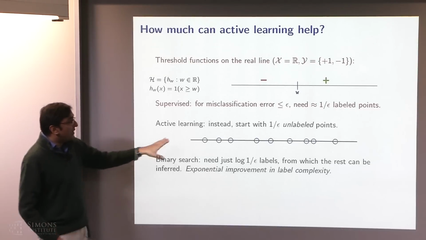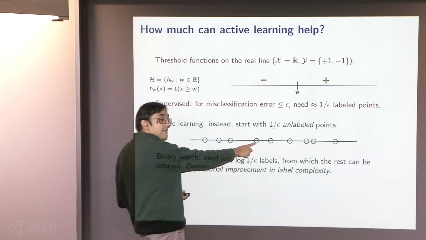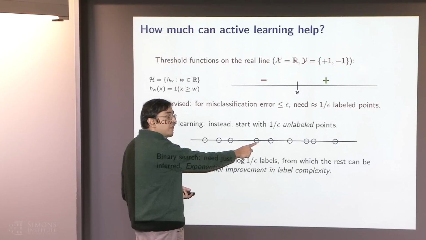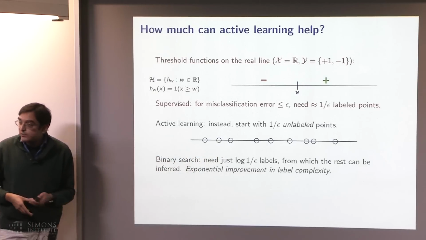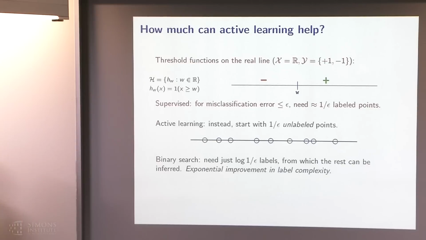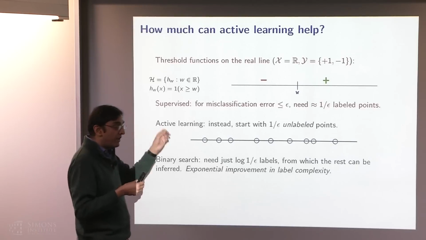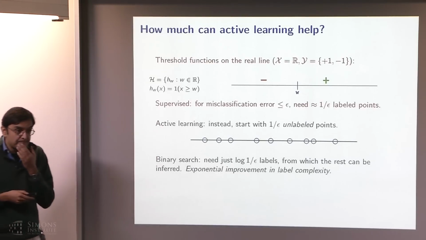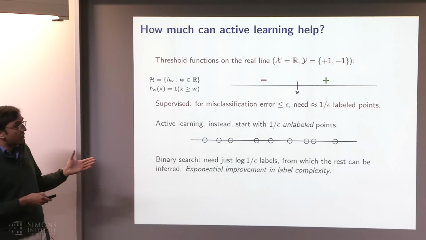Instead, you can start with 1 over epsilon unlabeled points. And then you do binary search. You ask for the label of the middle one. If it turns out to be green, then you ask for the label of the 25 percentile point, and so on. And in this way, the number of labels you need is just log 1 over epsilon. And there aren't any hidden constants here either. So the improvement is dramatic. It's from 1 over epsilon to log 1 over epsilon. Okay? So this is why we're hopeful.